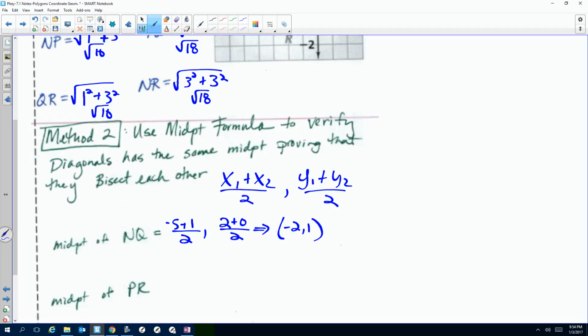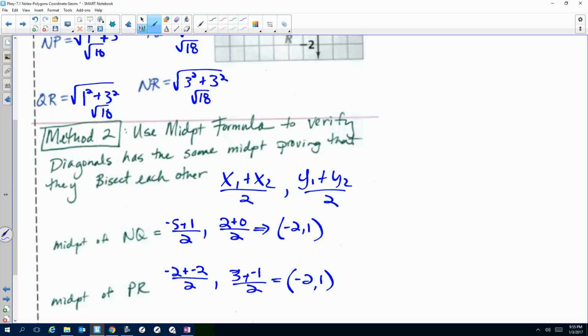Now we're going to do the same thing for the other diagonal, which is PR. Our x's are -2 divided by 2, and we have the 3 and a -1. Again, we get -2, 1. That means they have the same midpoint, so that midpoint bisects. They are bisectors of each other.